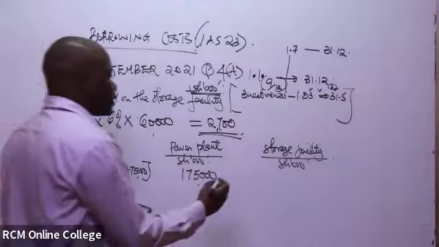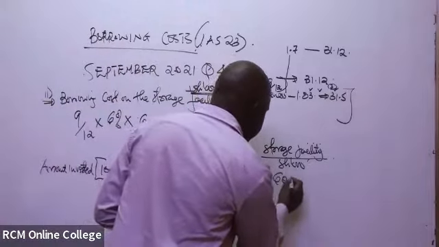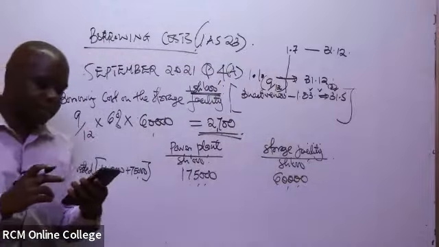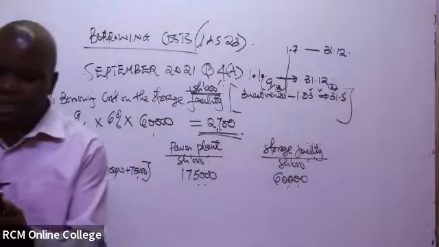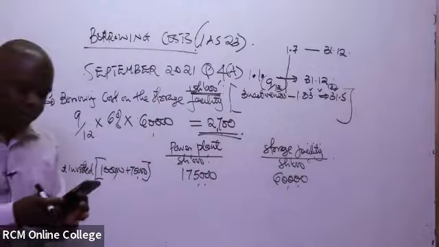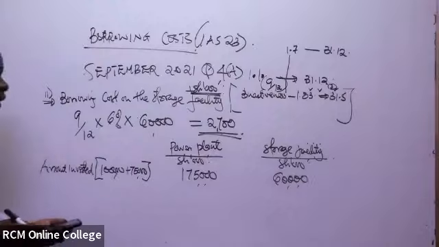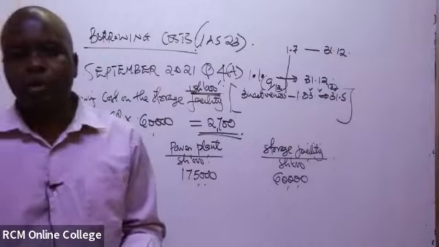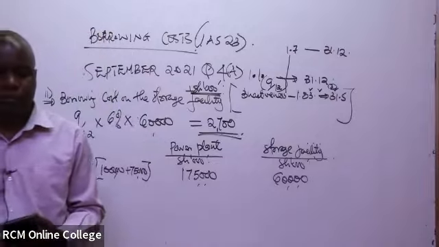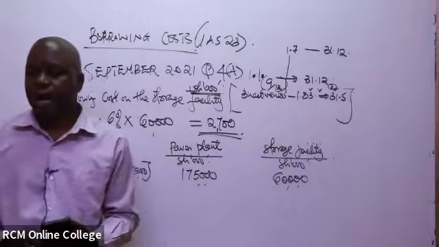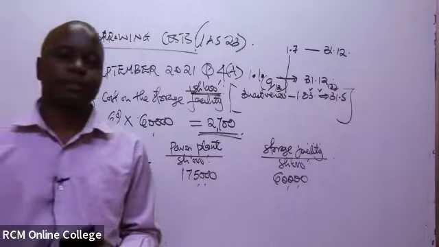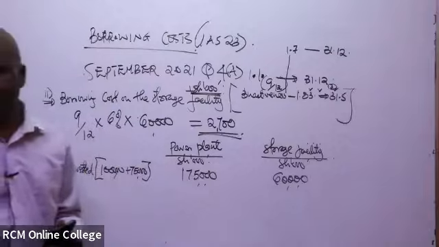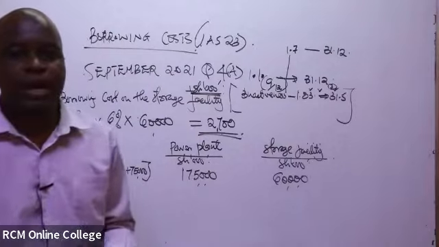And in this storage facility, they invested by the end of the year 60,000. But now what they want us to determine is the value of the asset in the books of Darubini Limited by the end of this year. So what are we going to add to get the value of the asset by the end of the year?